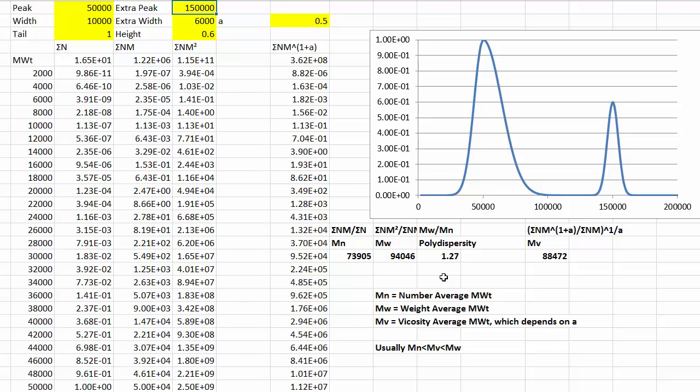So you might get the same polymer with an MN of 73,000 from two different suppliers, but if their MWs are different, if their polydispersities are different, then they will behave as very different polymers. So you can play around with that at this point.